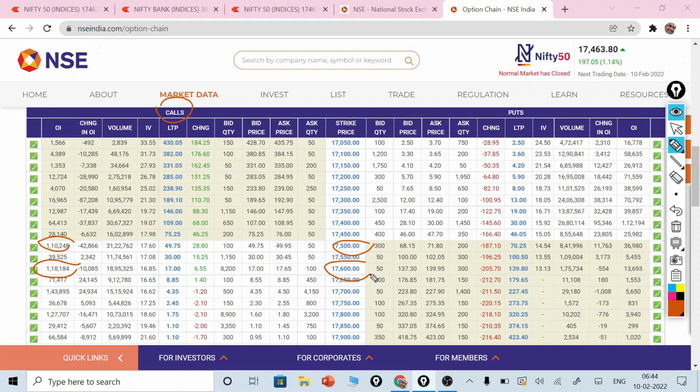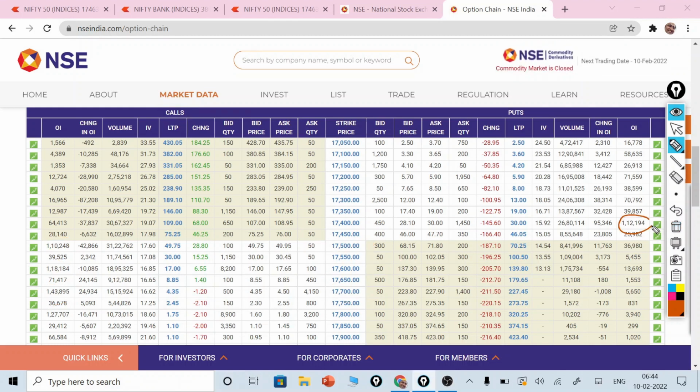And 17,700 is extremely high. So 500, 600, 700. The market was around 17,460 level, yesterday's closing. So accordingly 500, 600 and 700 are going to be the high resistance. Now come to the put side. You can see the put writing is heavy at 17,400. 17,400 is the first major support.